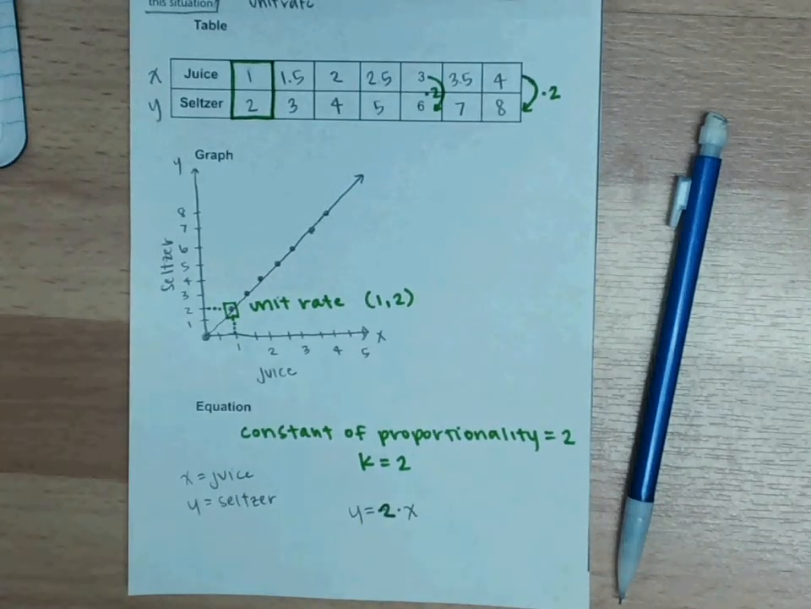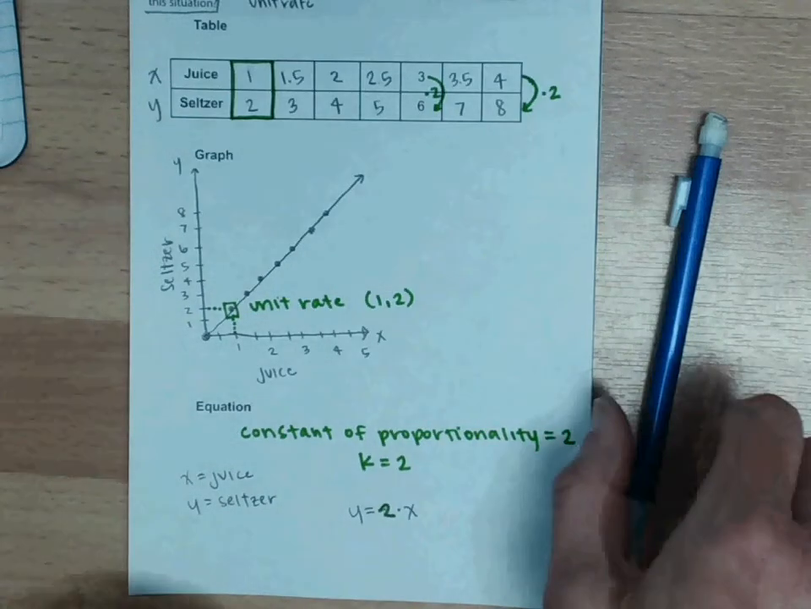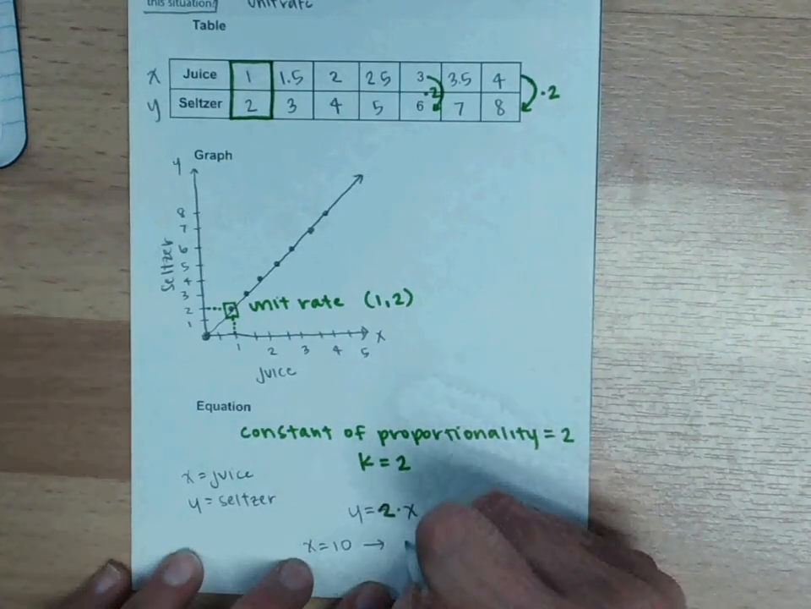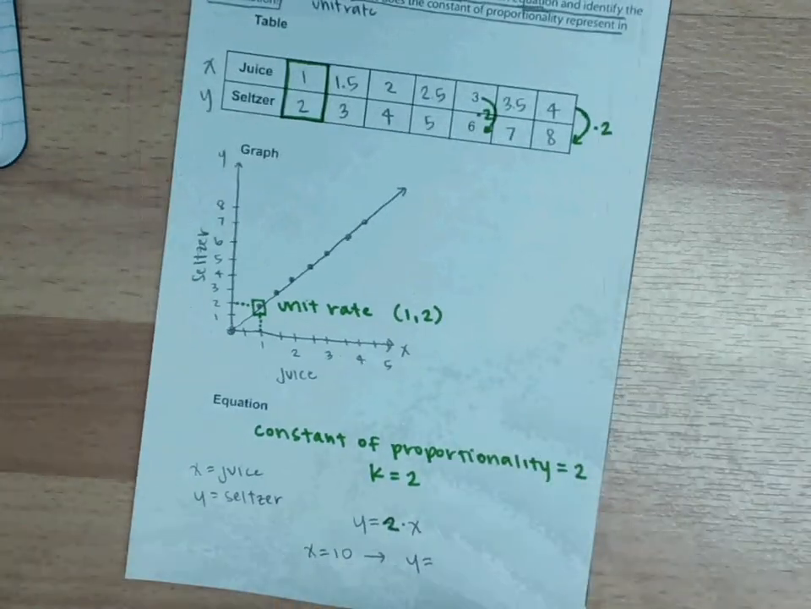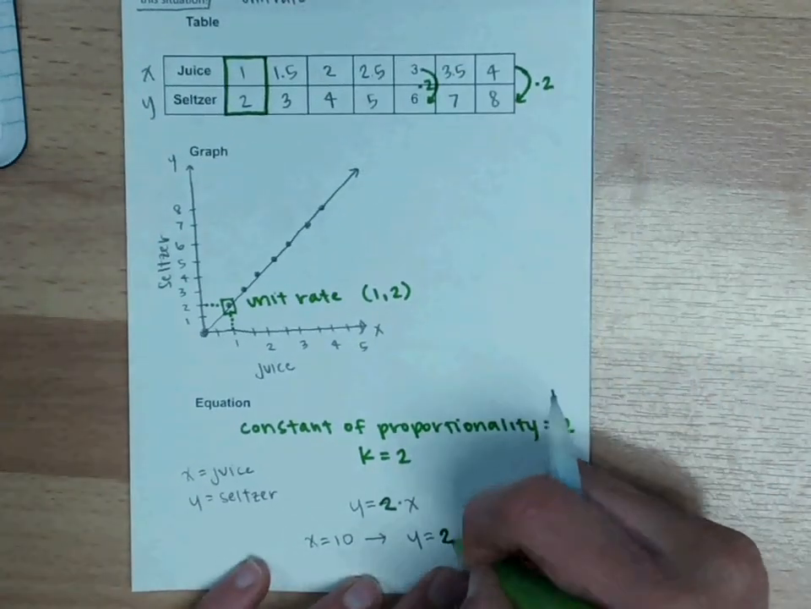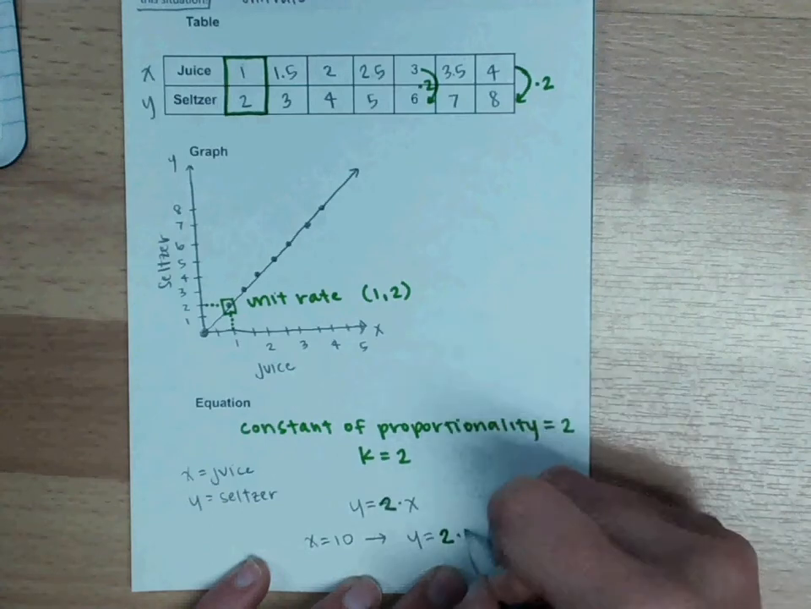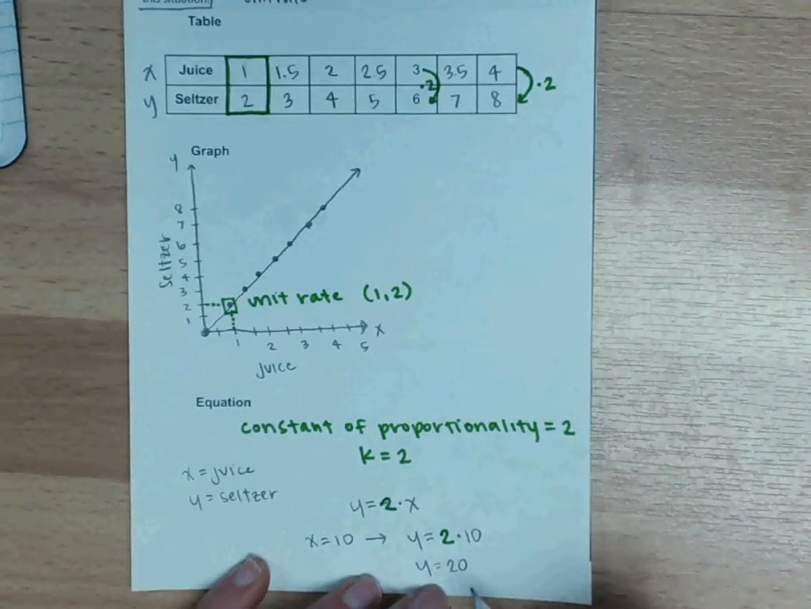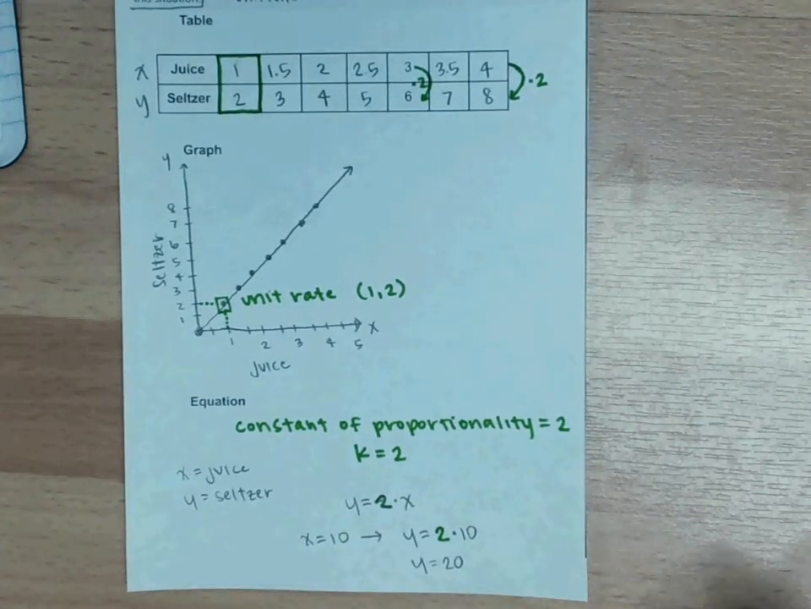So what if we're having a party and we have to have enough juice and seltzer to feed like 60 people? And the recipe says that we need 10 cups of juice. If x equals 10, then we're going to plug it in to our equation. And I multiply. 2 times 10 is 20. That means we need 20 cups of seltzer.